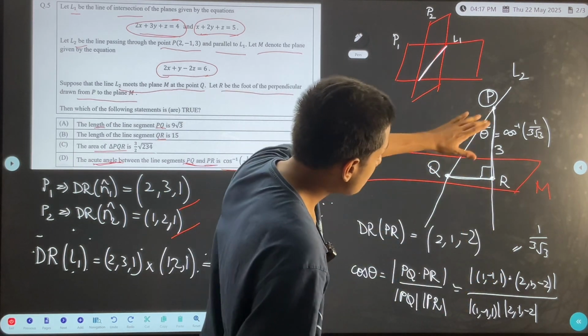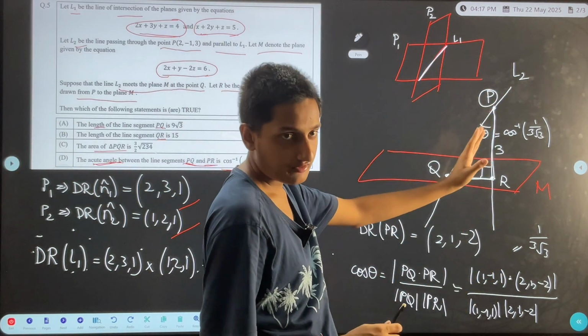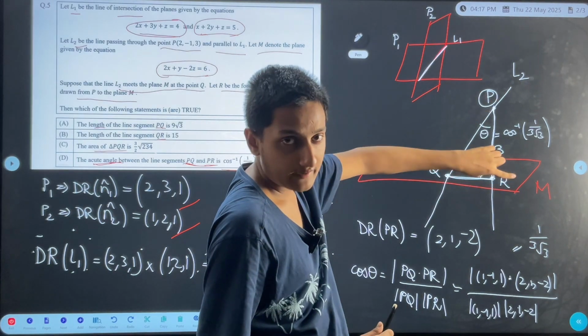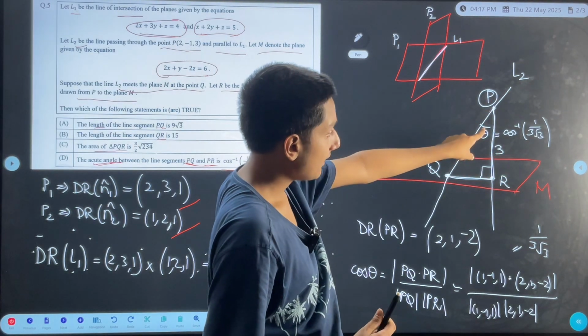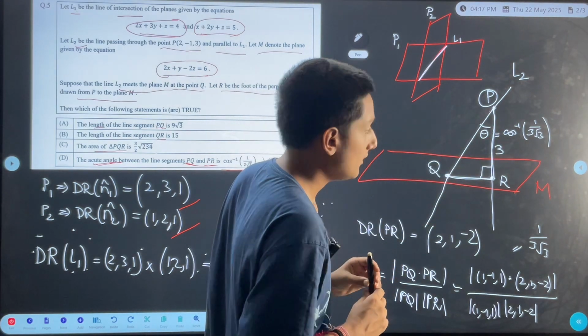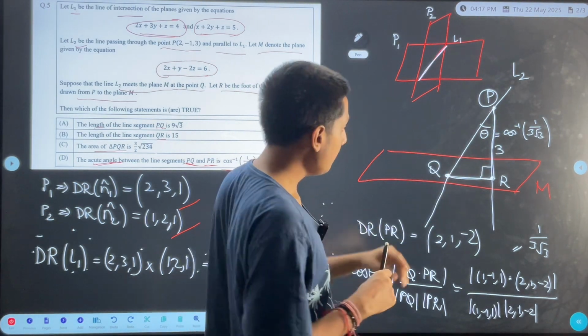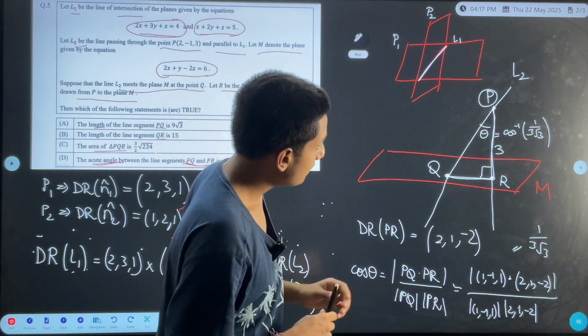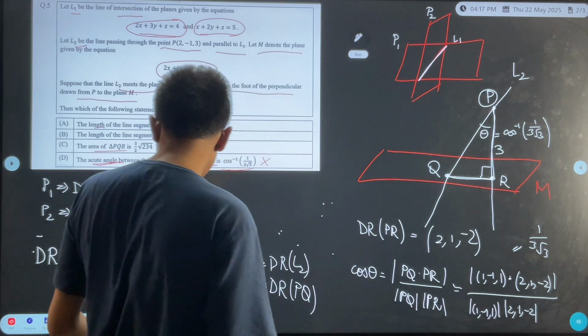Now as can be seen, triangle PQR is a right angle at R. We know the length PR just now as 3 and we have computed this angle theta as cos inverse of 1 by 3 root 3. Therefore, using basic trigonometry, we can easily find the lengths PQ and QR. So first, let's compute PQ.